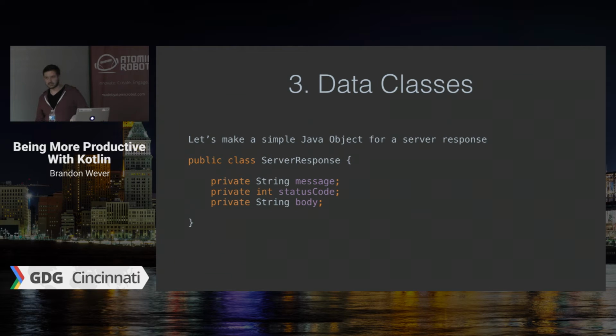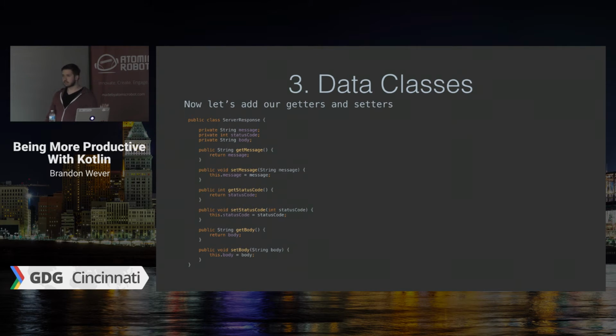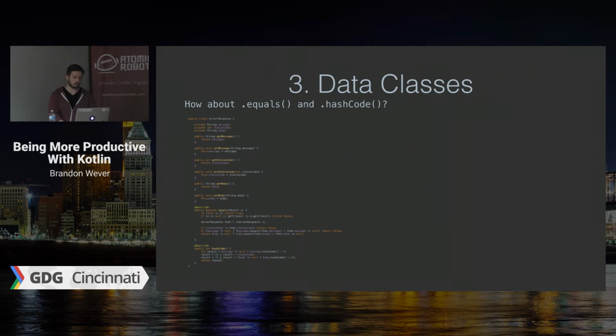So another thing that Kotlin does well is representing data. So I'm going to start out by making a plain old Java object that represents a server response. We got message, status code, and a body. So just like something you get back from a server or something. So add some getters and setters, because that's normal Java style. So that's fine. Equals and Hashcode, because we want to compare things.